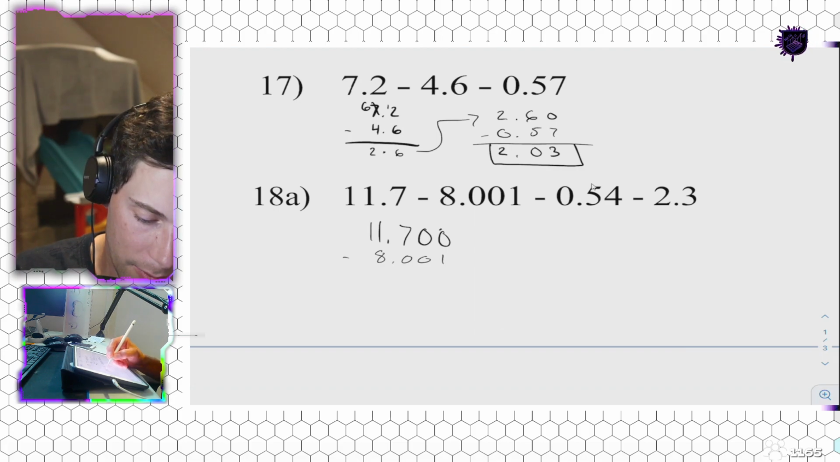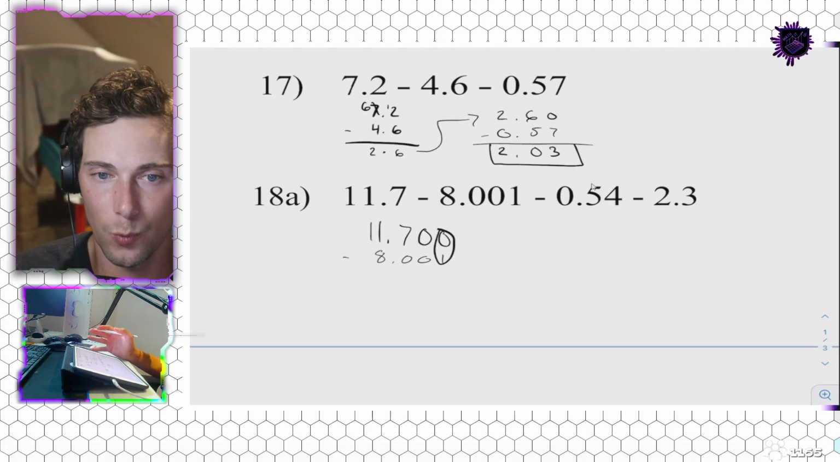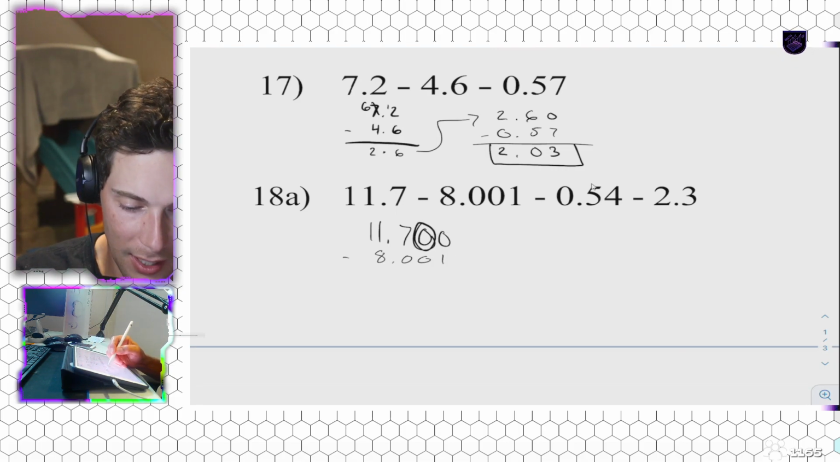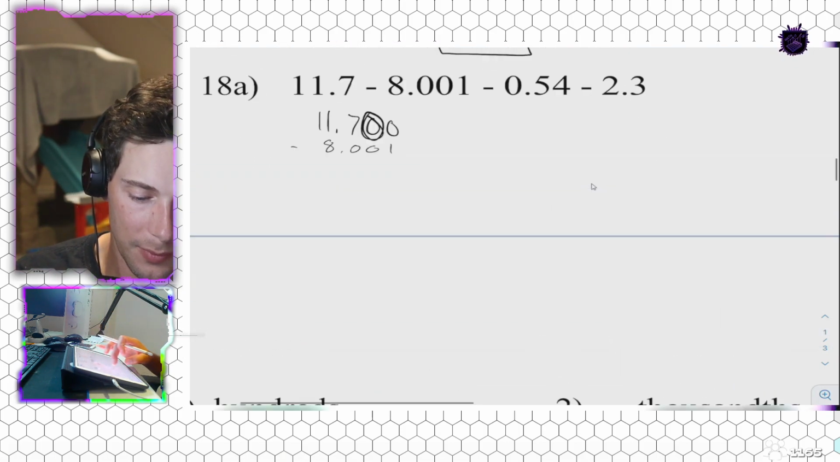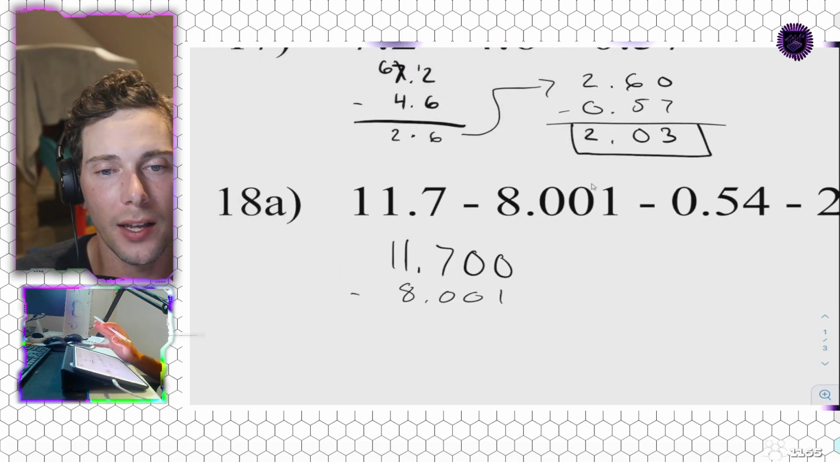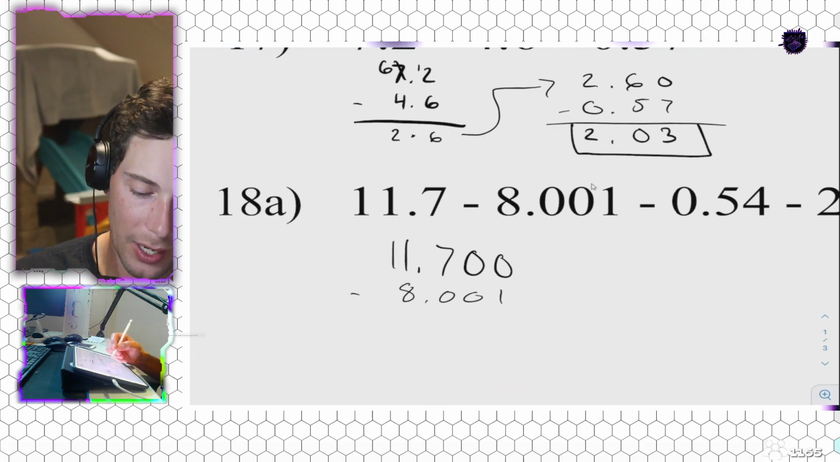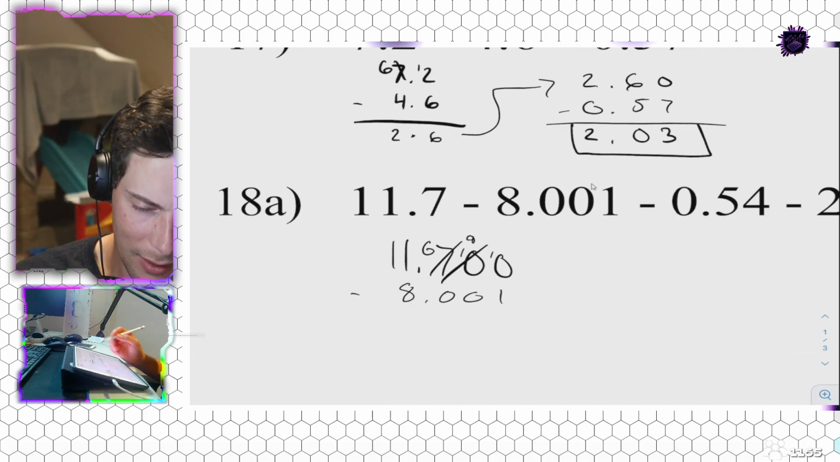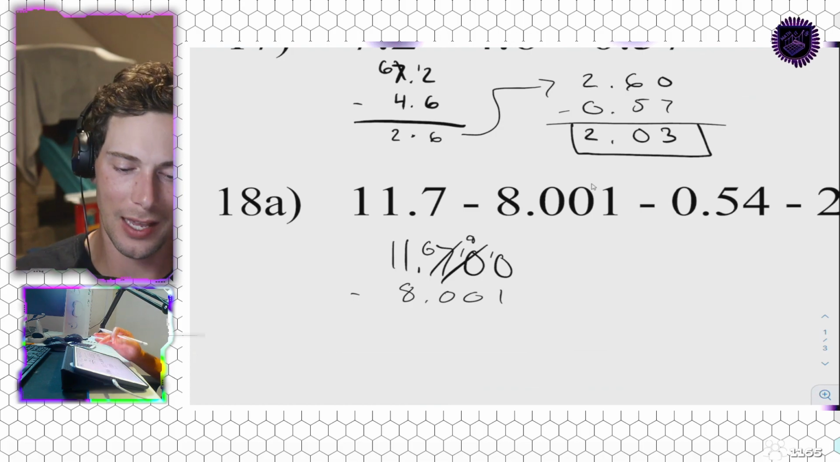I can't take away 1 from 0. And I can't even borrow because the next number is a 0. It's so frustrating. But what I would have to do is borrow here. That becomes a 6. That's a 10. And then borrow from the 10 and it becomes a 9. And then that's a 10. What a hassle that is.